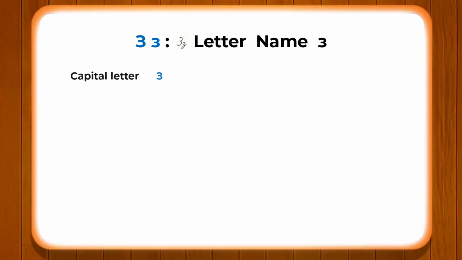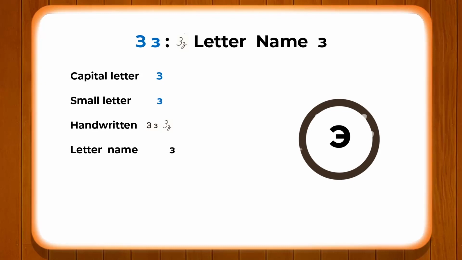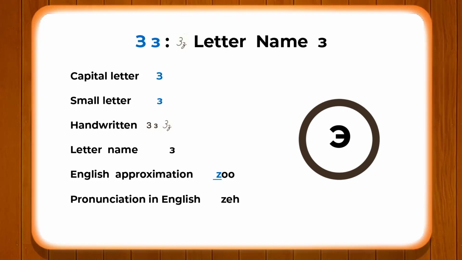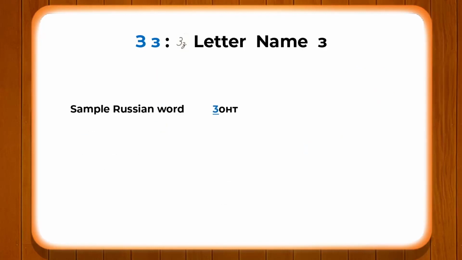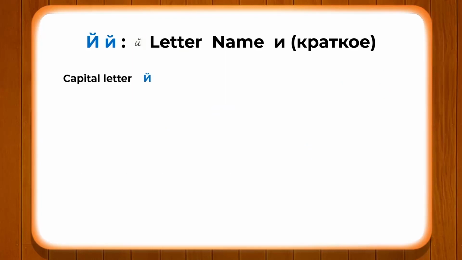Now let's go to the next letter. The letter is z, and you can find this approximation in the English word zoo. A sample Russian word is zont, which means umbrella.